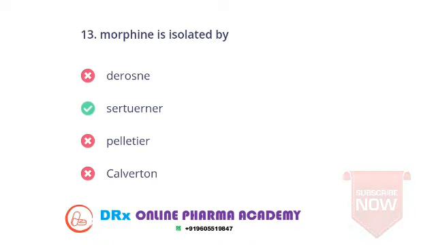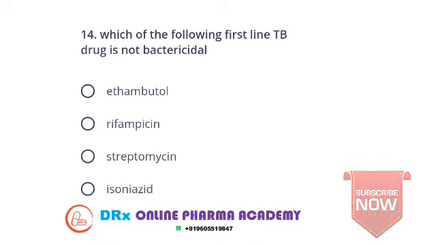Next question. Which of the following first line TB drug is not bactericidal? The options are ethambutol, rifampicin, streptomycin, isoniazid. And the answer is ethambutol. Which of the following first line TB drug is not bactericidal? That is ethambutol.